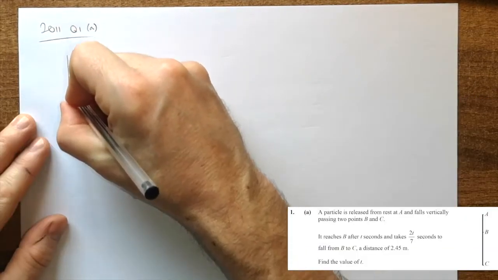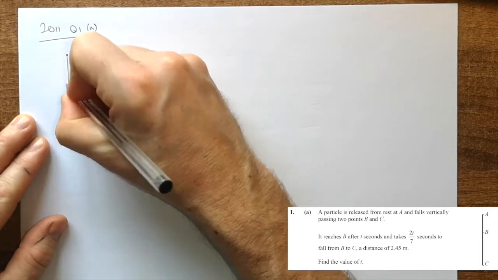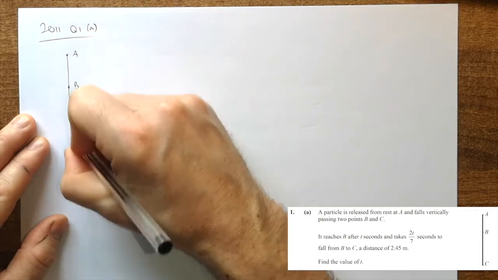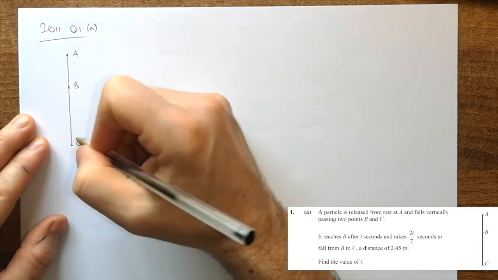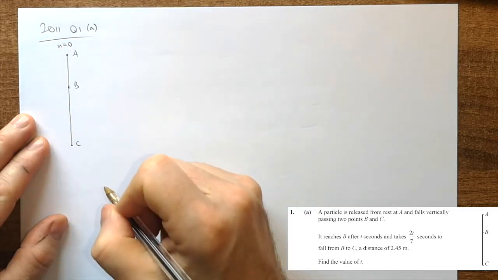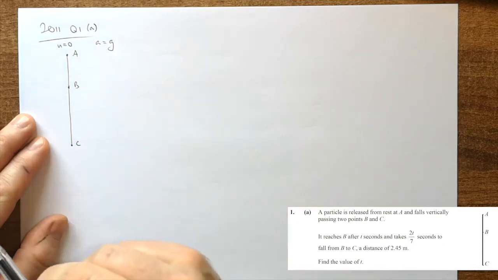Well, we have a particle falling down. So I often like to draw out these diagrams, even if they're not fully necessary, just to process the information in my head as I go through it. So we have these points A, B, and C. It starts from rest, u equals 0. That's quite important. And then, of course, acceleration is gravity. We'll talk about the signs in a moment.